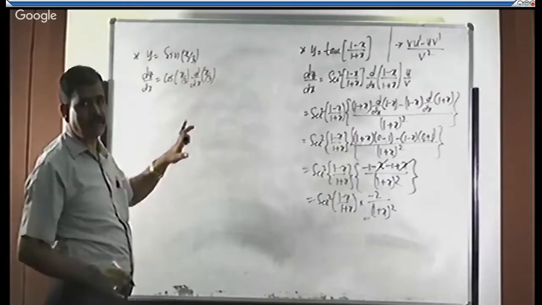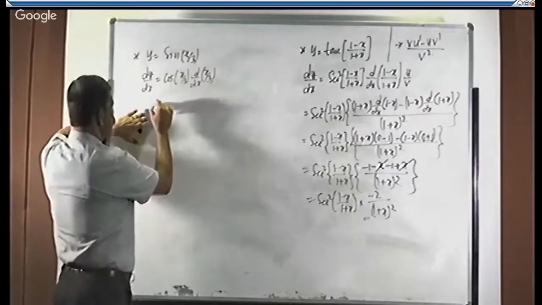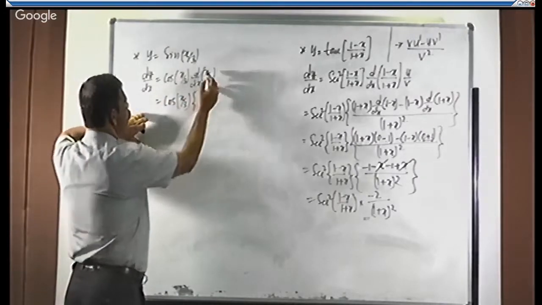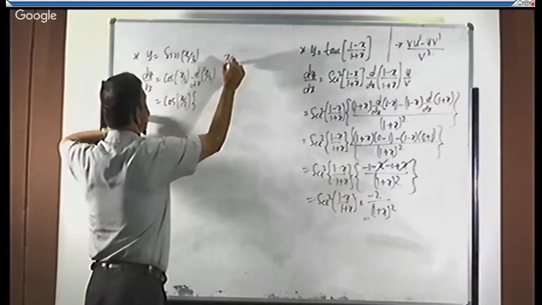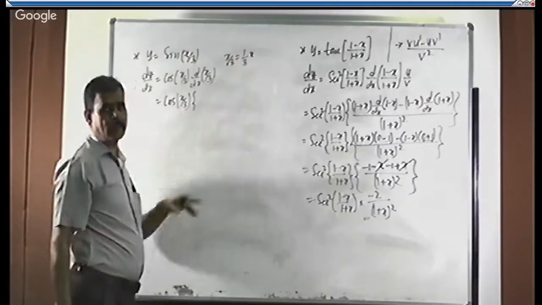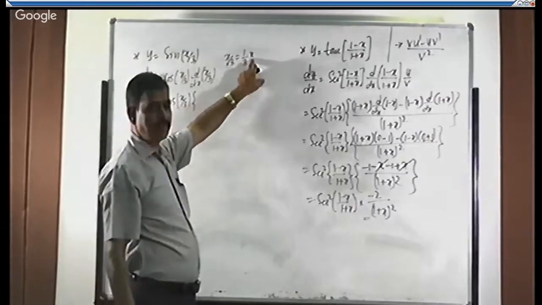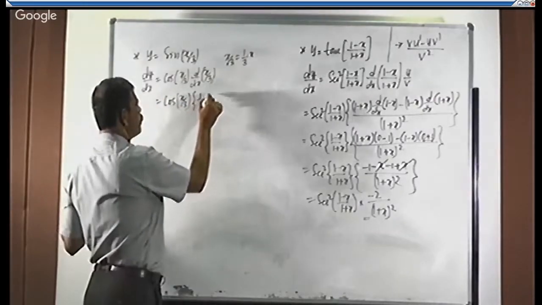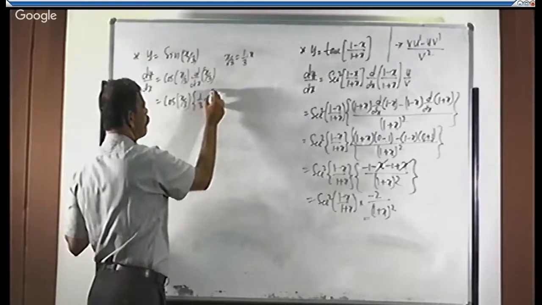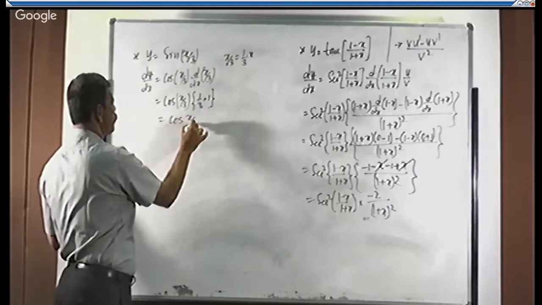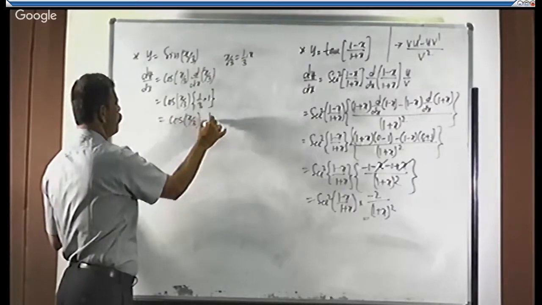How do you differentiate x by 3? Differentiation of x by 3. X by 3 means 1 by 3 into x, correct? Constant into function. Keep the constant as it is. Differentiate x. What is differentiation of x? 1. So finally it is cos of x by 3 into 1 by 3.